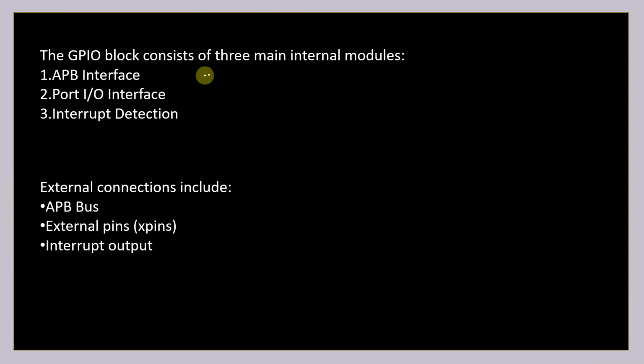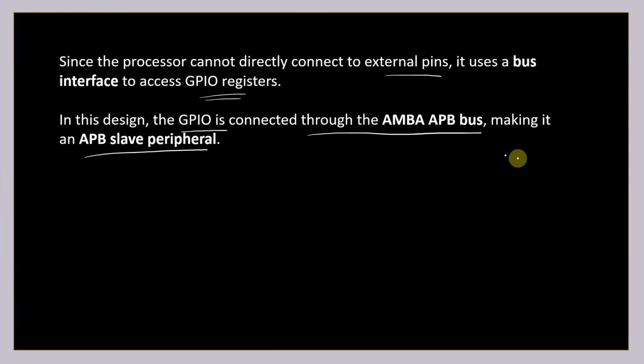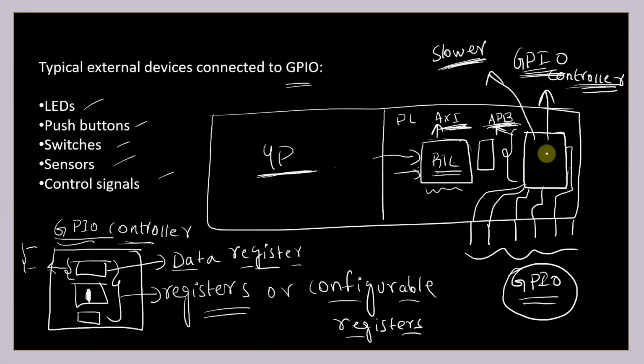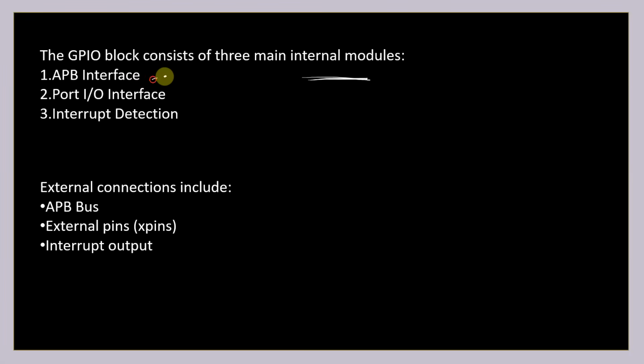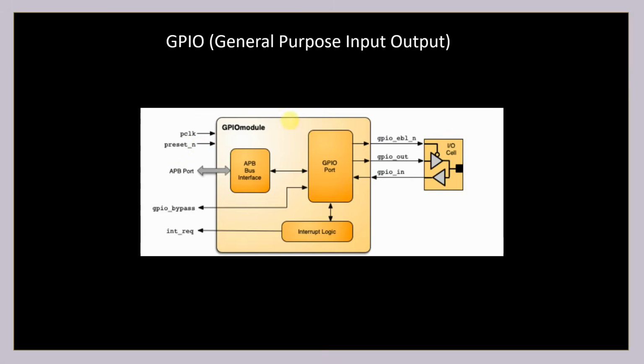The GPIO block is going to consist of three main internal modules. The GPIO block, which we have seen over here, is going to have three modules. The first one is the APB interface, the second one is the port IO interface, and another is interrupt detection. So this is how your GPIO interface is going to look.